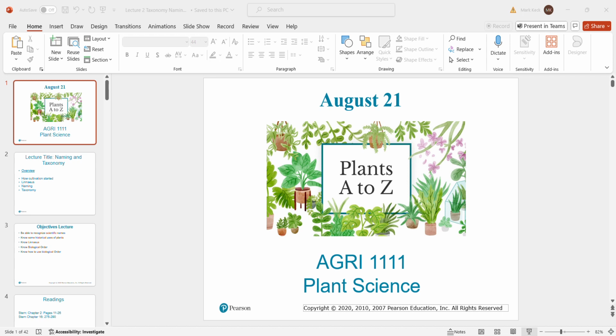So now that the carbon is put together, how do we name them? And that goes right into the next process. So how do we name an organism?